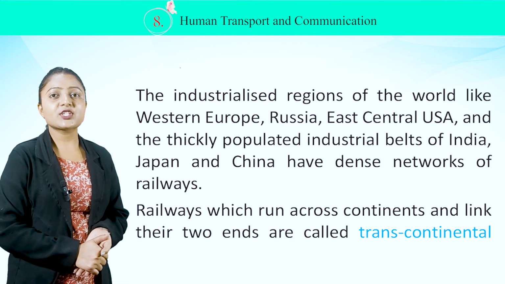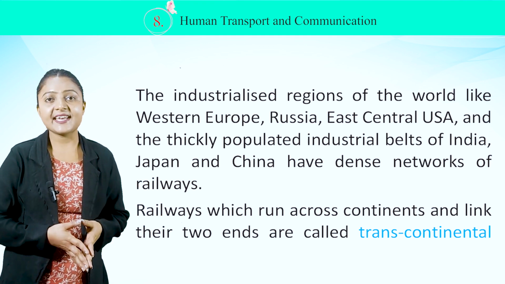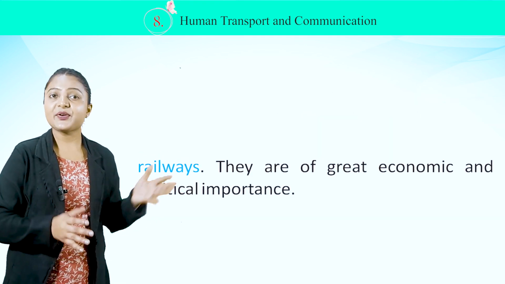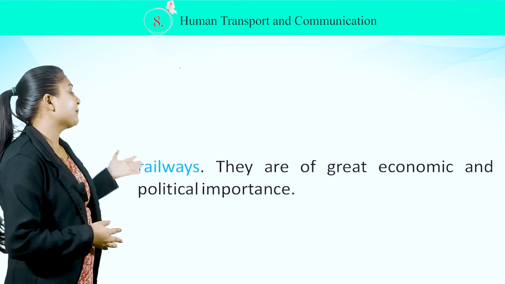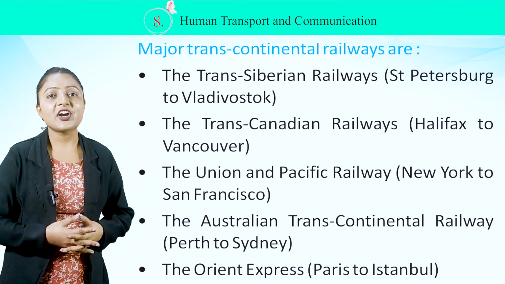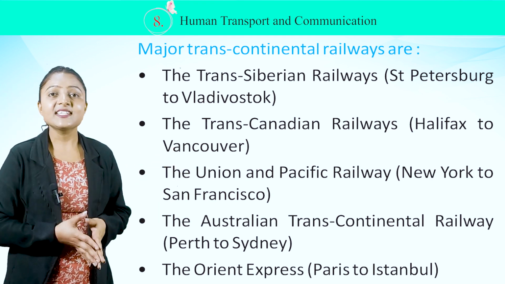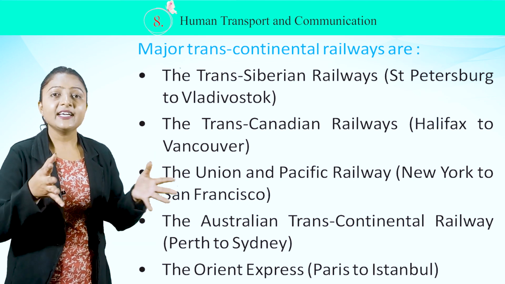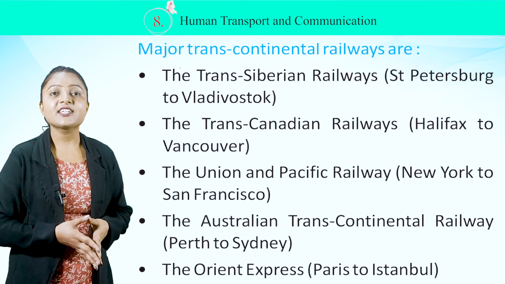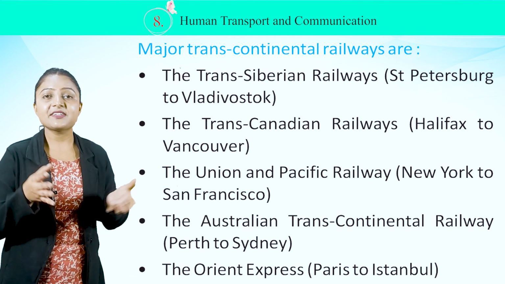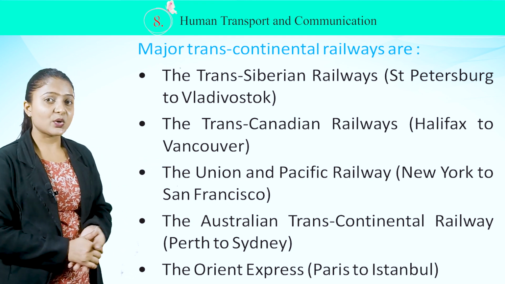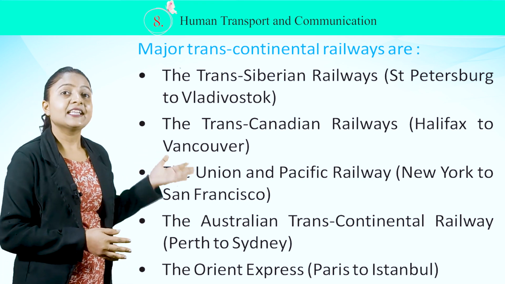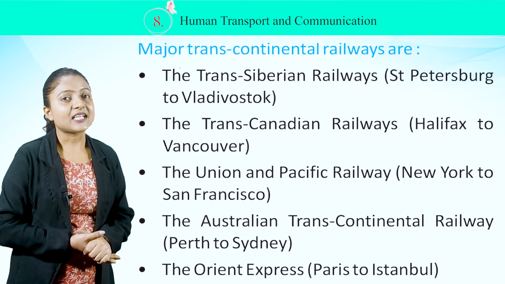Railways which run across continents and link their two ends are called transcontinental railways. They are of great economic and political importance. Major transcontinental railways are the Trans-Siberian Railway, St. Petersburg to Vladivostok, the Trans-Canadian Railways, Halifax to Vancouver, the Union and Pacific Railway, New York to San Francisco, the Australian Transcontinental Railway, Perth to Sydney, the Orient Express, Paris to Istanbul.